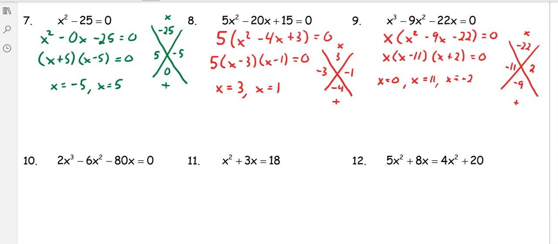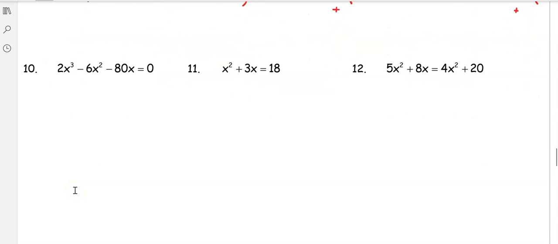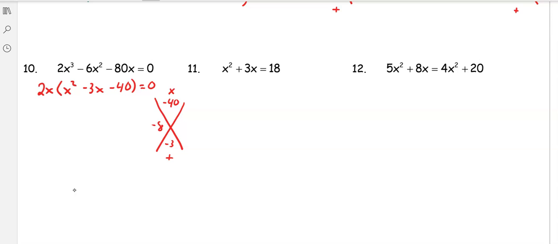In number 10, we have to do both parts for our GCF because we want it to become x squared, and it's right now a 2x cubed. So each thing needs to be decreased by an x and divided by a 2. So 2x is our GCF, and we're left with x squared minus 3x minus 40 is equal to 0. So we need two numbers that multiply to negative 40 and add to negative 3. We want one of each sign. So we're going to have negative 8 and positive 5. So 2x times x minus 8 times x plus 5 is equal to 0.